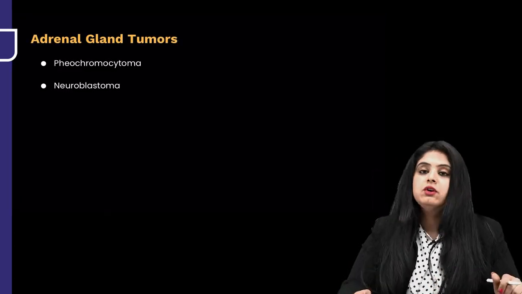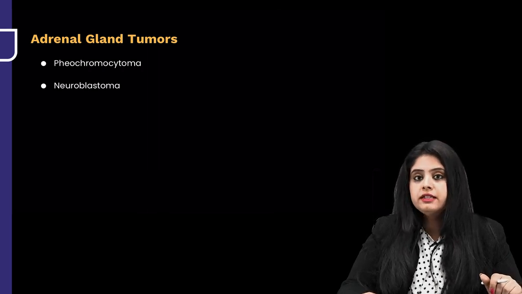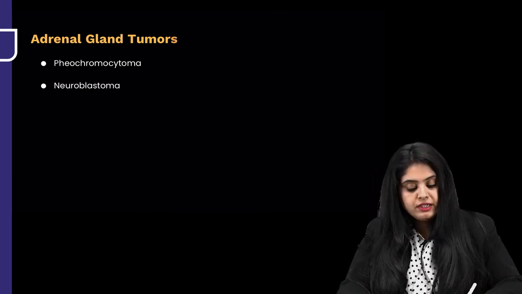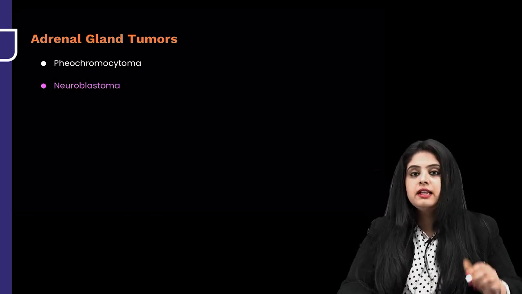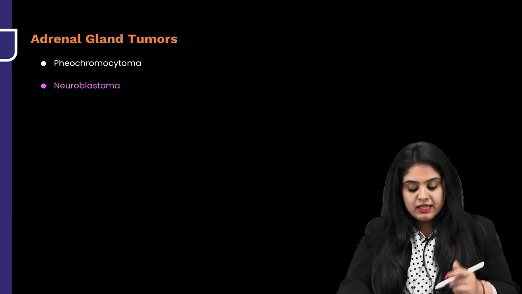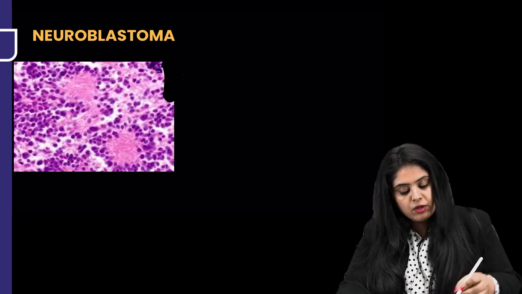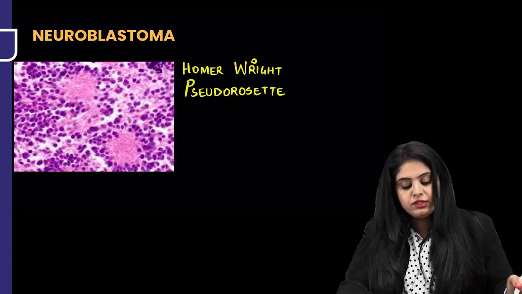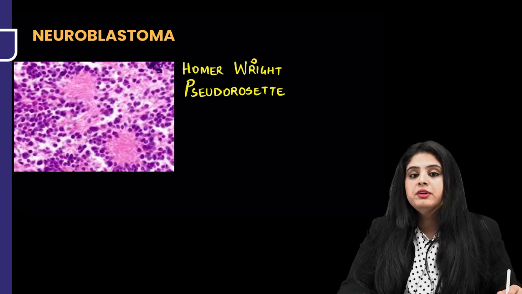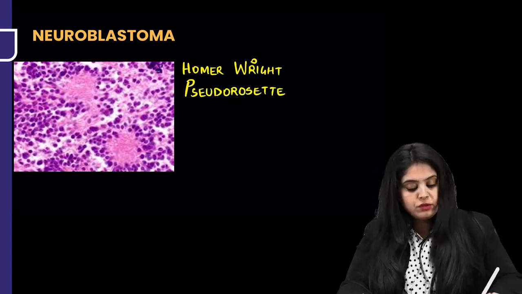The next organ which we are going to pay attention to is the adrenal gland tumors. What are the 2 adrenal gland tumors that you have to focus on? I'm starting first with neuroblastoma, then I'll come to pheochromocytoma. When I say neuroblastoma, one thing that all of you know is that it shows you the very famous Homer Wright pseudo rosette. So I've taught you this earlier also.